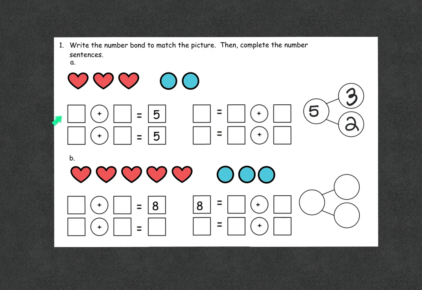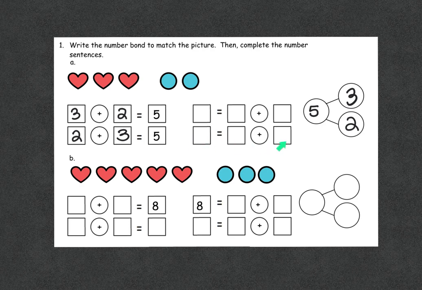Let's start with our first one. Using our number bond, we know that 3 plus 2 equals 5. So we can fill in 3 plus 2 equals 5. Let's swap the 2 and the 3 to fill in our next number sentence. Do you remember what it's called when we swap the numbers? That's right, the commutative property of addition.